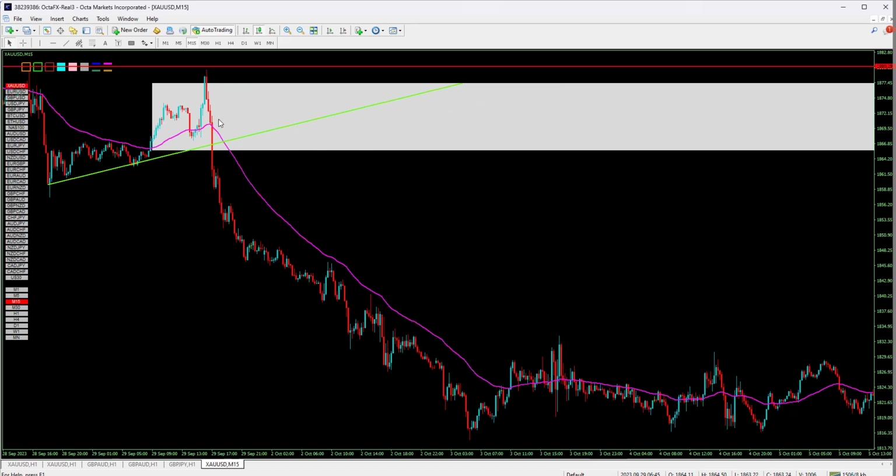You see, we have a clear breakout. Then you enter your trade. You wait until it breaks through EMA 50, or you use a trend line. So that's how you trade.